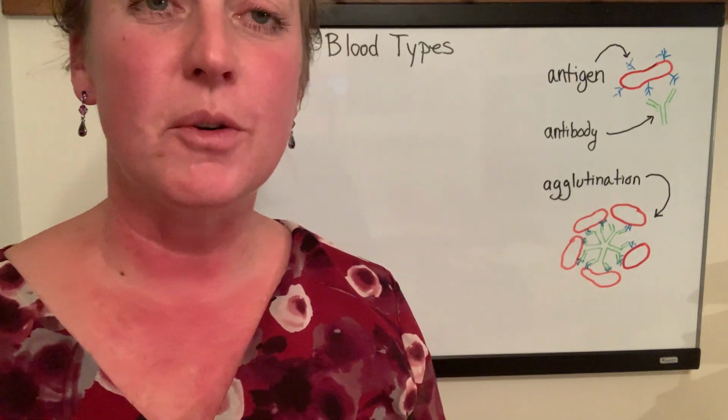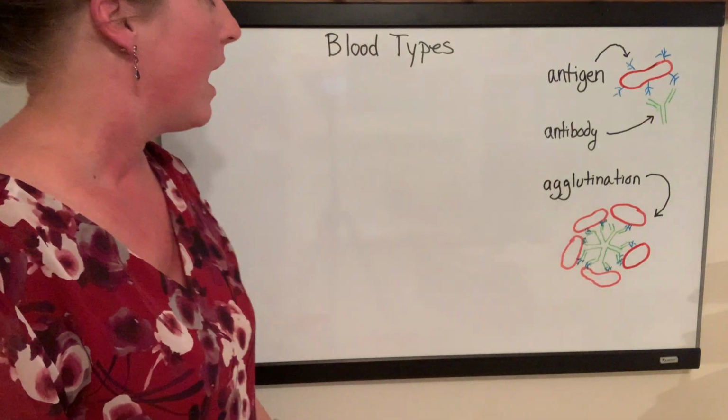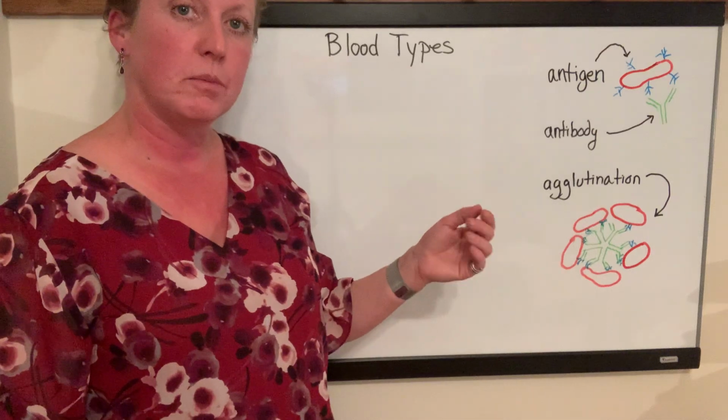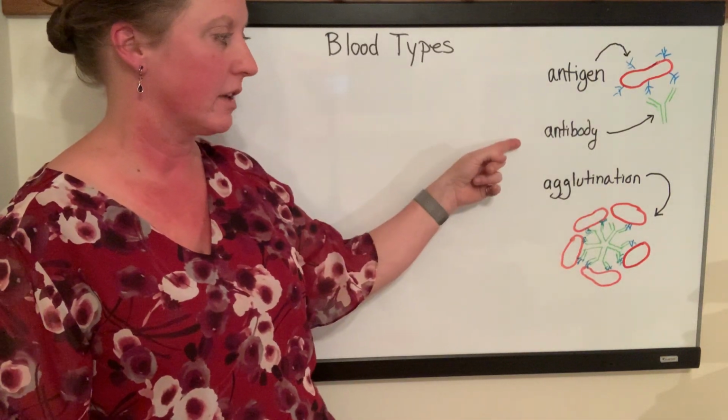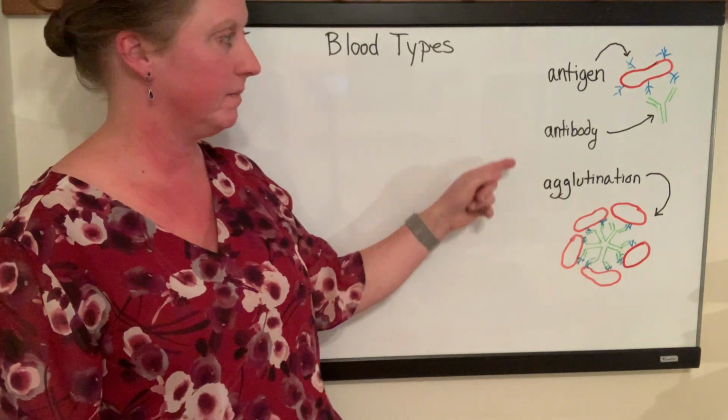Hello, this video is about blood typing. Now, in order to understand blood typing, we need to be comfortable with three terms: antigen, antibody, and agglutination.